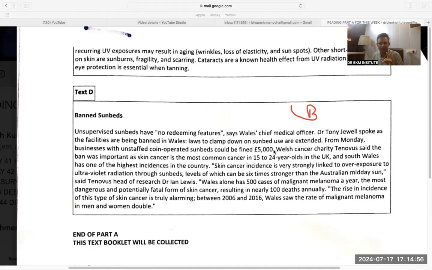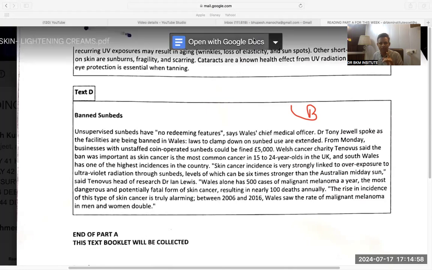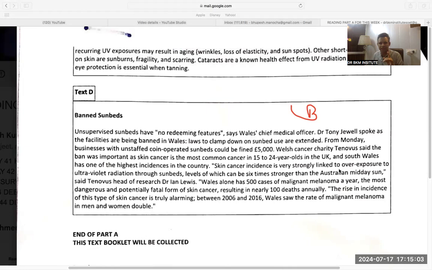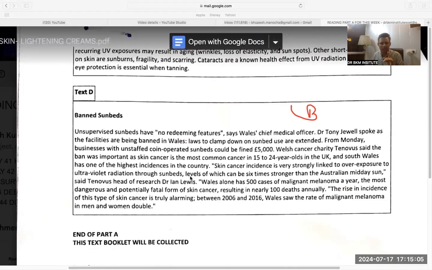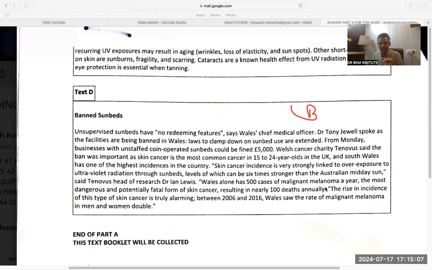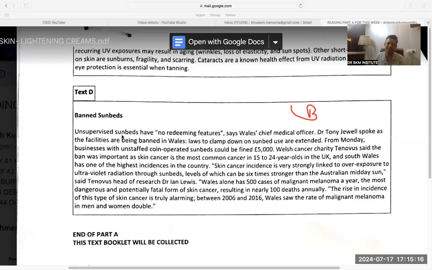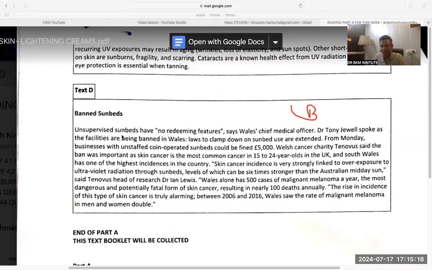What are the bands? Penalty. Yeah, this. And then I have to find what kind. Highest skin cancer incidence, exposure. These whales have 500 malignant melanoma, the most dangerous. The risk in the incidence is alarming. The word is not given. Unsupervised sunbeds. Unsupervised. So again, the answer becomes unsupervised.